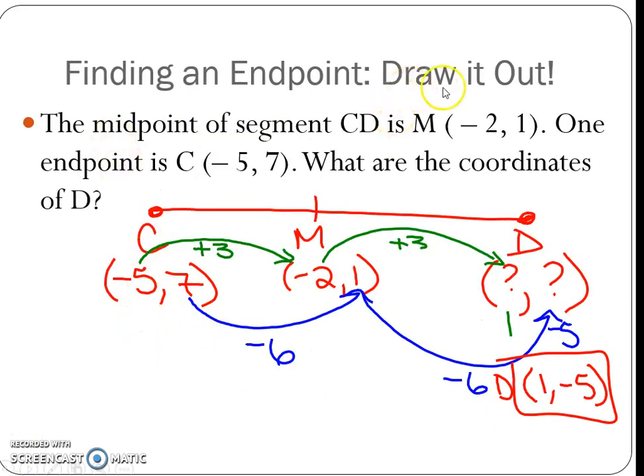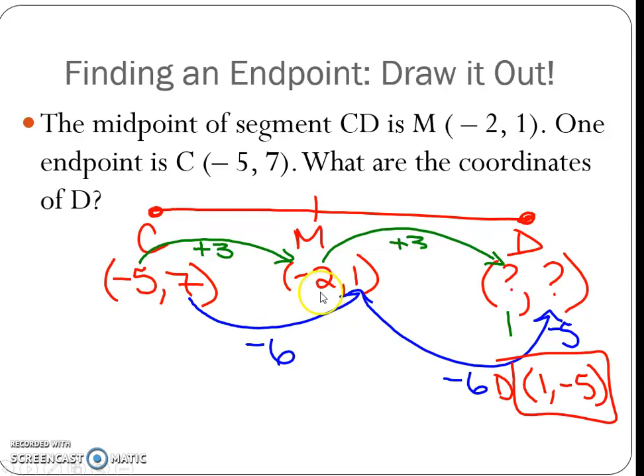Finding an endpoint, draw it out. The midpoint of segment CD is M (-2, 1). One endpoint is C (-5, 7). What are the coordinates for D? So when you have this kind of problem, you want to draw a segment CD like this. Please draw. And the midpoint is M right here. So C is (-5, 7), which is given. M, the midpoint, is also given, (-2, 1). They want you to find the endpoint. So once you draw CMD, you can actually see what happened here.